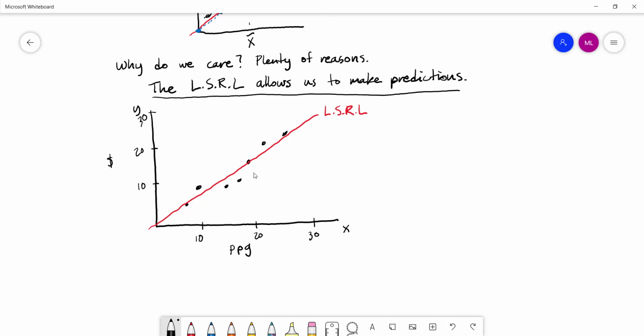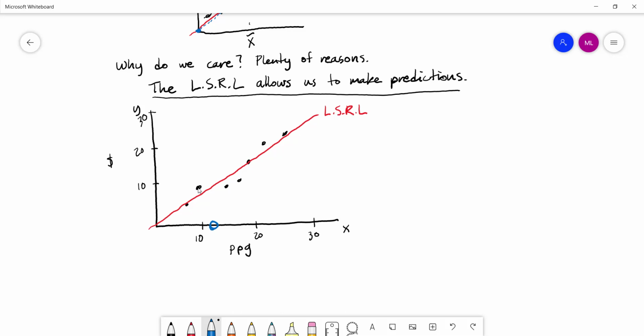Well, we can use this. If we were a basketball executive, a coach or a talent evaluator, a manager, somebody that worked for one of these teams, we could use the data for how existing players are paid to try to determine what a fair market value is for somebody that we're trying to make an offer to or retain on our own team. So maybe we have a player that scores this many points per game right here. Maybe they score 12 points a game or something like that.